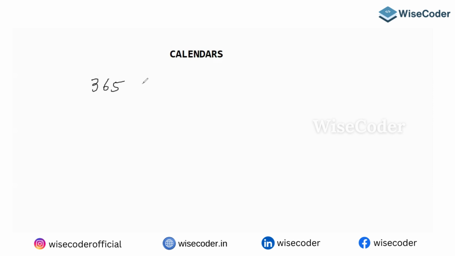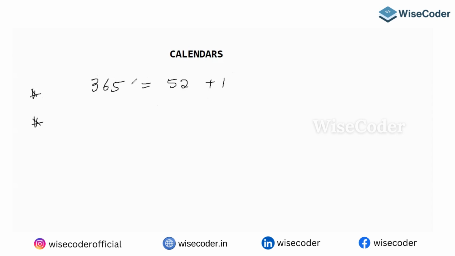The extra 1 day is the odd day. This is point number 1. Point number 2: the extra one day is called the odd day.